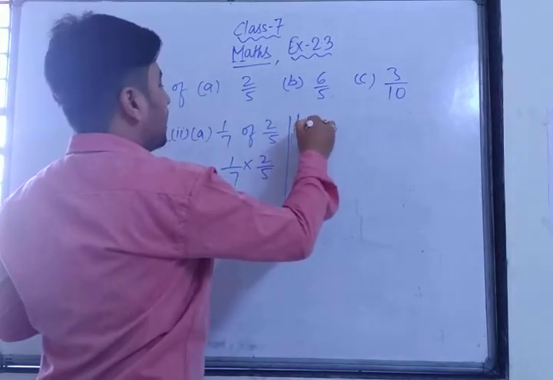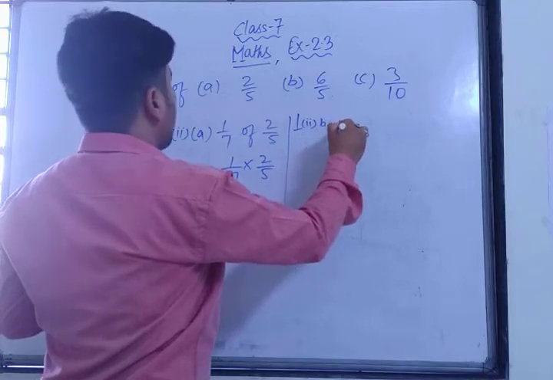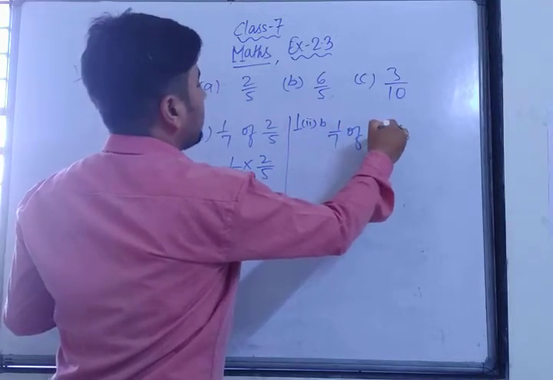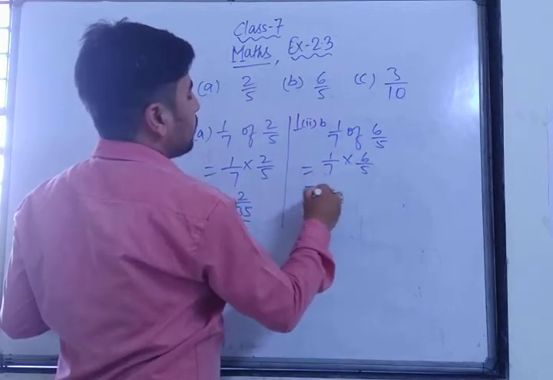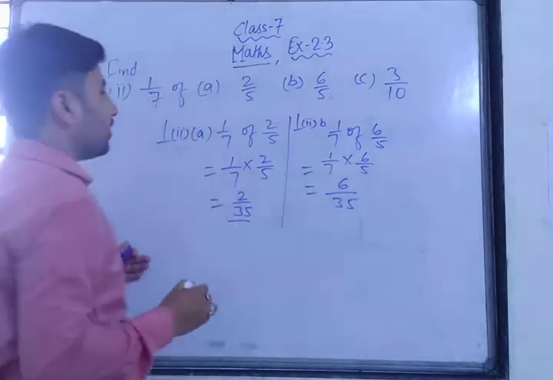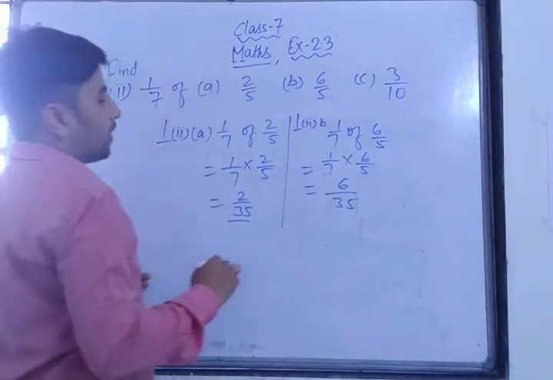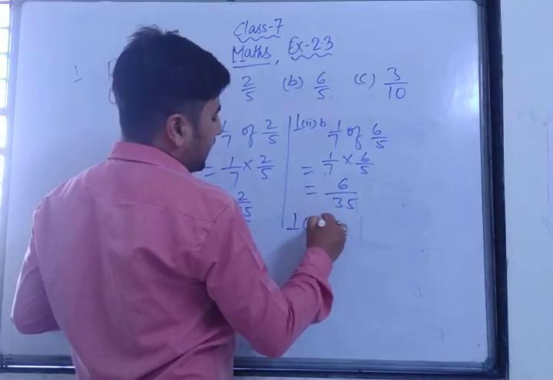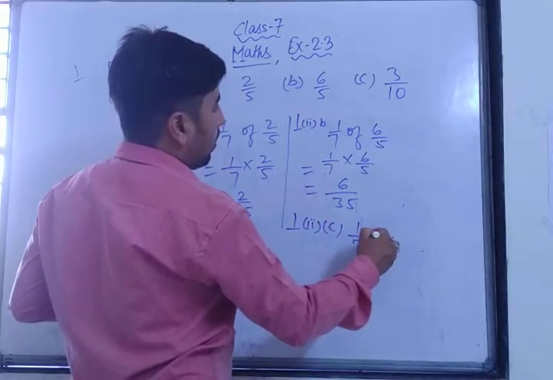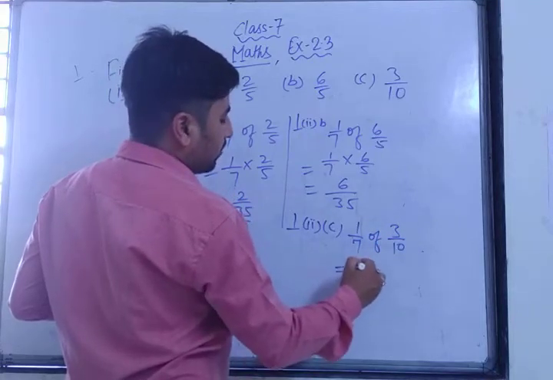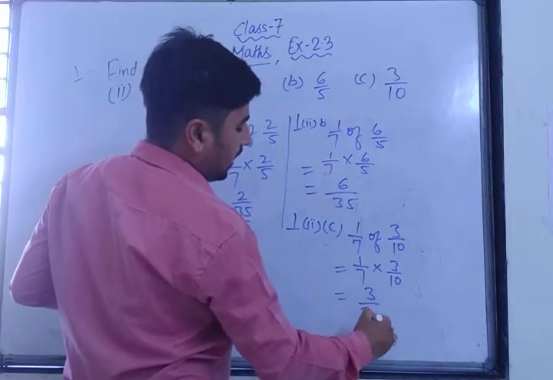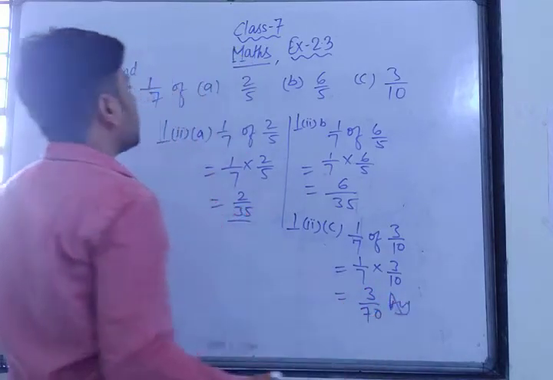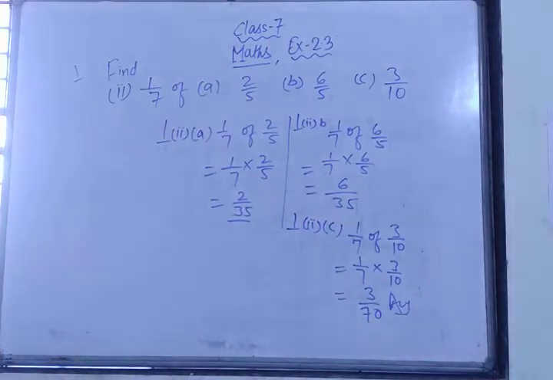Now B. First, second, B. 1 by 7 of 6 by 5. It is also very easy. 1 by 7 into 6 by 5. 6 1s are 6, 7 5s are 35. Got it? Now we are moving to first, second, C. 1 by 7 of 3 by 10. Of means multiply, 1 by 7 into 3 by 10. 3 1s are 3, 7 10s are 70. So this is the answer of question number 1, in which we have to find the value of 1 by 4 of and 1 by 7 of.